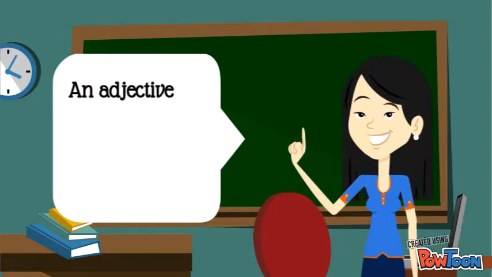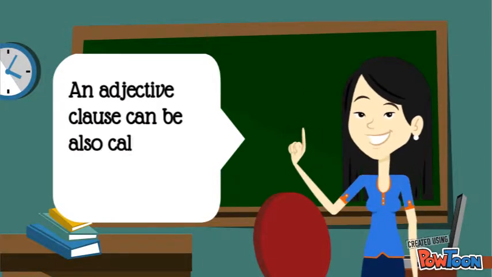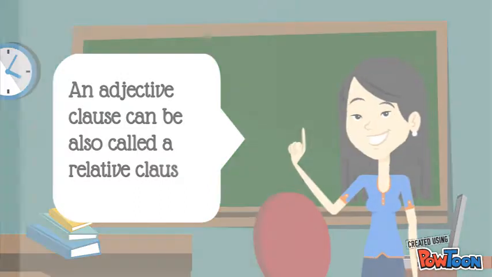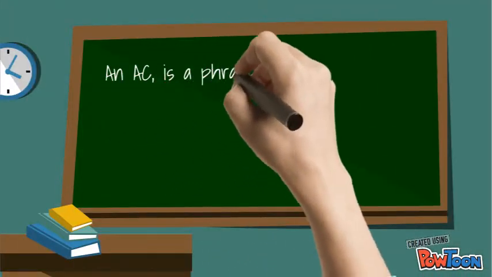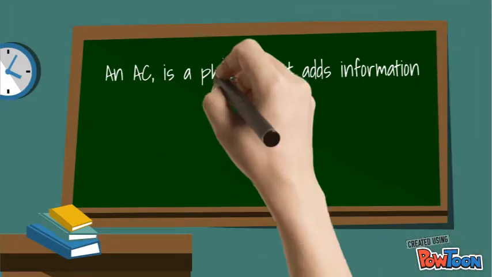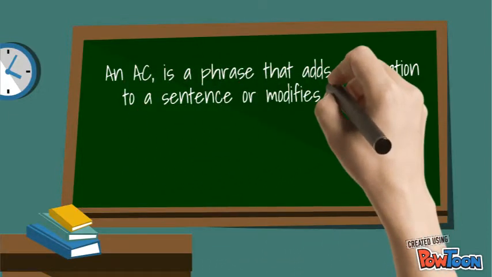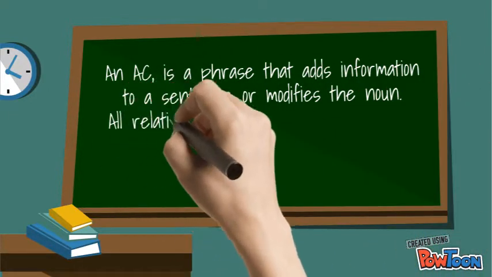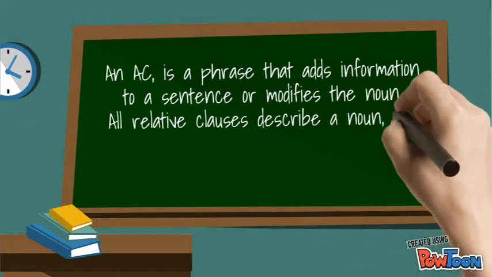An adjective clause can also be called a relative clause. An adjective clause is a phrase that adds information to a sentence or modifies the noun. All relative clauses describe a noun and need certain requirements to start.